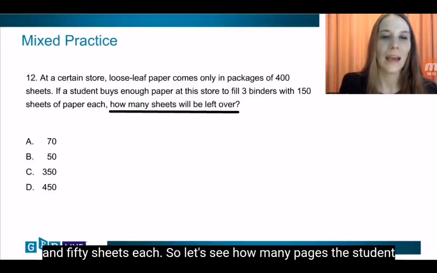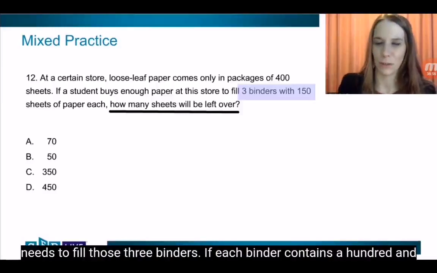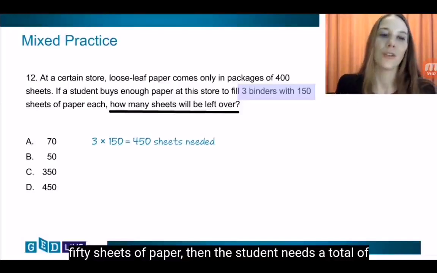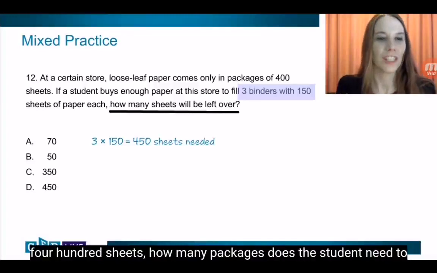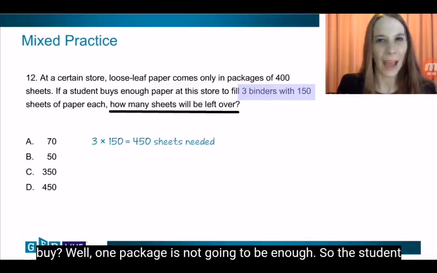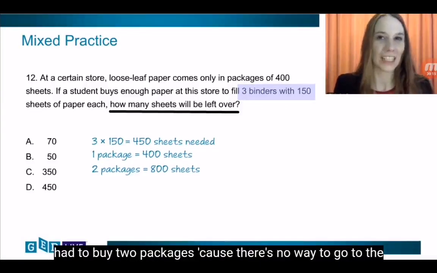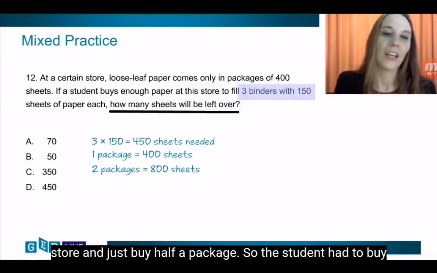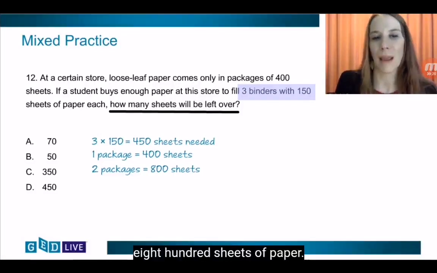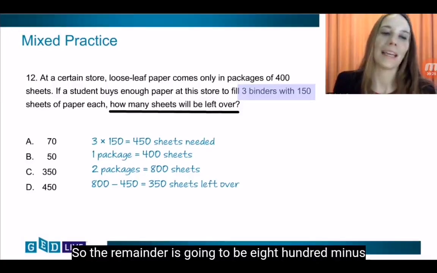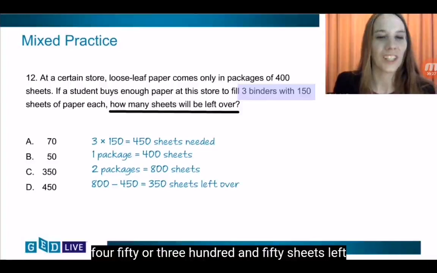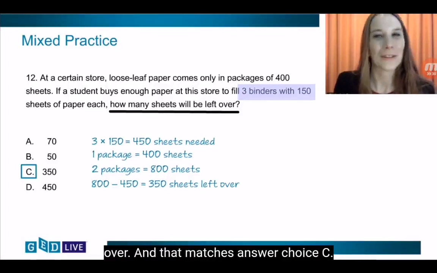So let's see how many pages the student needs to fill those 3 binders. If each binder contains 150 sheets of paper, then the student needs a total of 450 sheets. If the packages only come in 400 sheets, how many packages does the student need to buy? Well, 1 package is not going to be enough. So the student had to buy 2 packages, because there's no way to go to the store and just buy half a package. So the student had to buy 800 sheets of paper. The student only needed to use 450. So the remainder is going to be 800 minus 450, or 350 sheets left over. And that matches answer choice C.